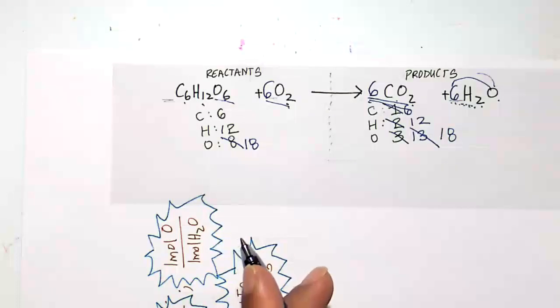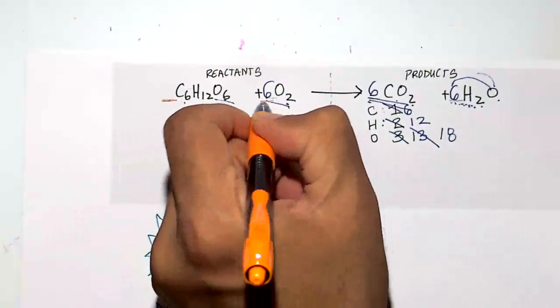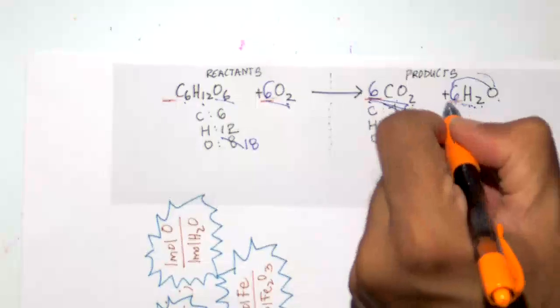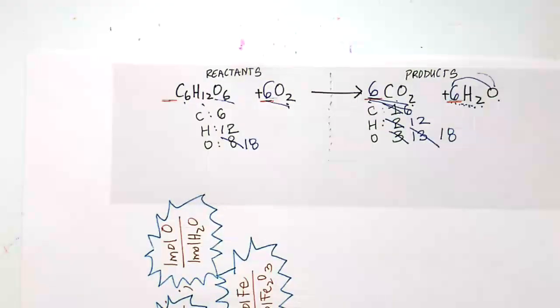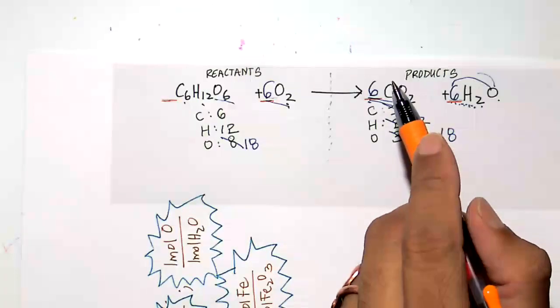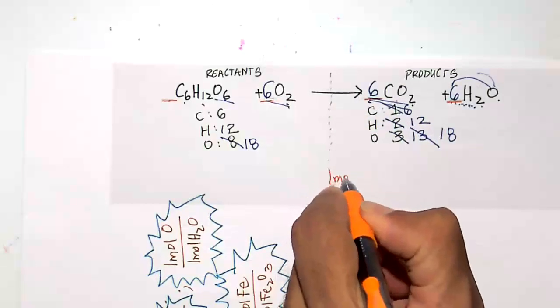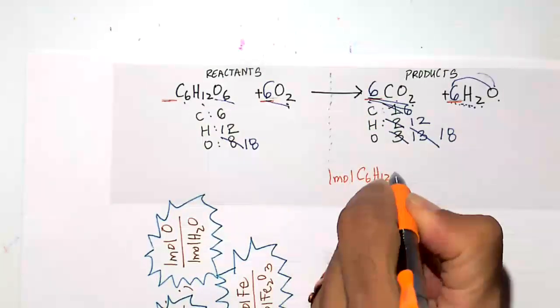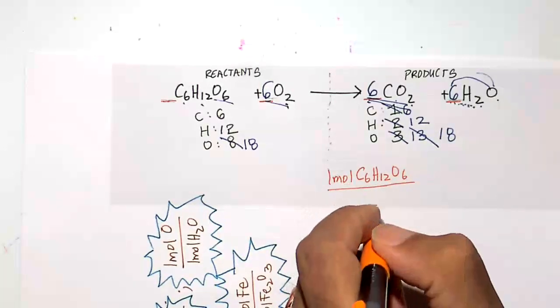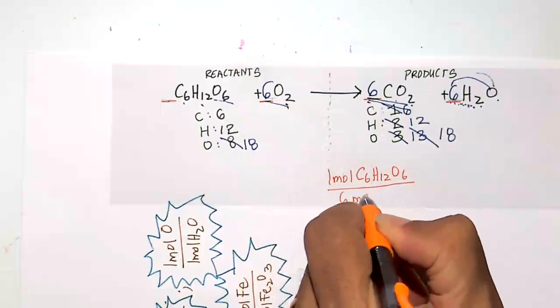Okay, good job. Now let's go back to the fourth definition of the mole. Okay, the coefficient of a balanced chemical equation. So this is the coefficient. What's the coefficient here? 1. What's the coefficient here? 6. Okay, so how many moles of glucose give you how many moles of CO2? Do you know this, David? For every 1 mole of glucose C6H12O6, how many moles of CO2 will I get? 6.